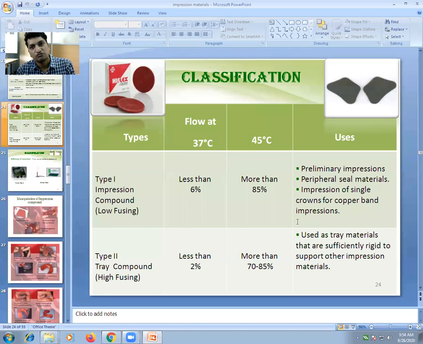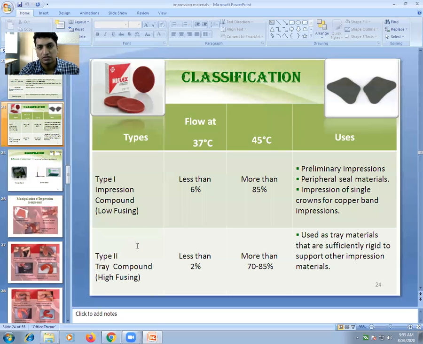We have seen the classification of all the impression materials, but impression compound is also classified into two types, type 1 and type 2. Type 1 is known as impression compound, and type 2 is known as tray compound. The material we use for making an impression is type 1. The same compound used for fabrication of a special tray is known as type 2 compound.